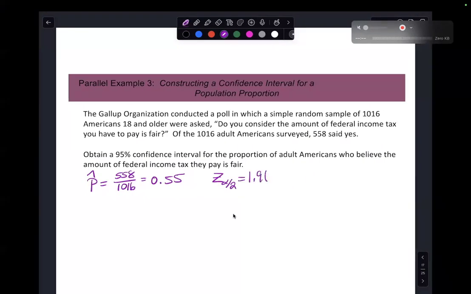And I'm going to calculate the standard deviation. I'm doing it slightly different than I did last time. I'm doing each of them separate just because I want you to see each calculation separate. So here I'm going to do 0.55 times 1 minus 0.55 divided by my sample size, which is 1016.